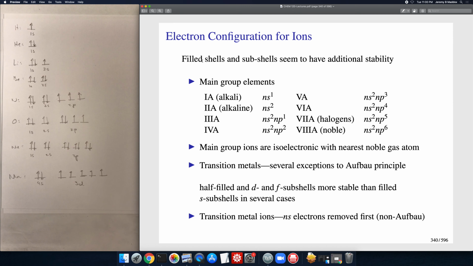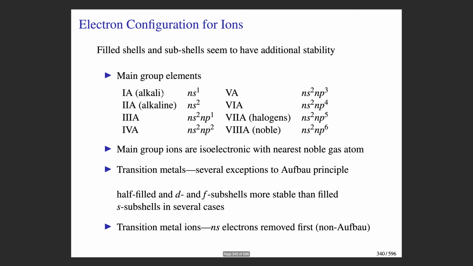We have a discussion about ions. And so this is important as well. Filled shells and filled subshells seem to have additional stability. So for the main group ions, that is when you start removing valence electrons to form cations, or when you start adding electrons to form anions, the anion that forms tends to be isoelectronic with the nearest noble gas atom.